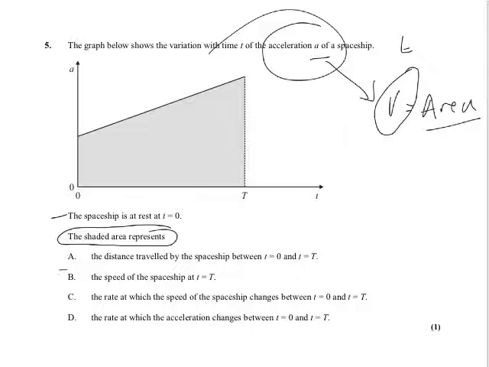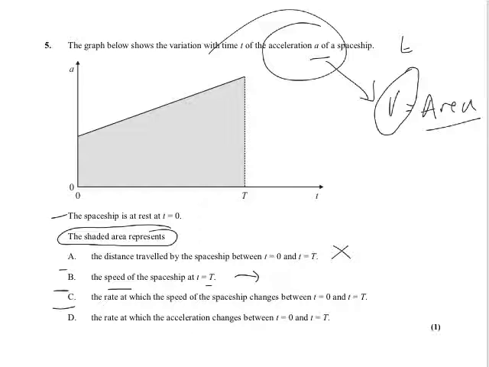So A, is it equal to the distance travelled? Well, no, it can't be. Is it equal to the speed? Well, velocity would be the most appropriate at this level, but sure, the area would give speed as well. The gradient of a speed time graph would give you acceleration, as well as a velocity time graph. But let's just leave it there for now. Let's read the other options just in case.